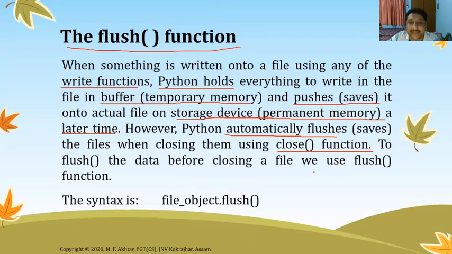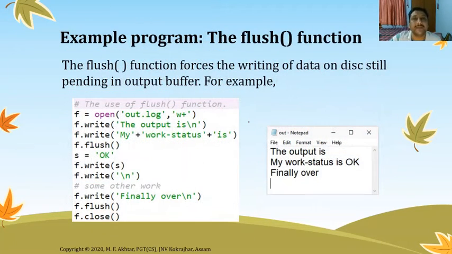However, sometimes if we want to save the file to permanent storage before closing it, then this flush function is very much helpful, and it has a very simple syntax. Just give the file object name, the dot operator, then the flush function. See the example. This is the example program of the flush function.